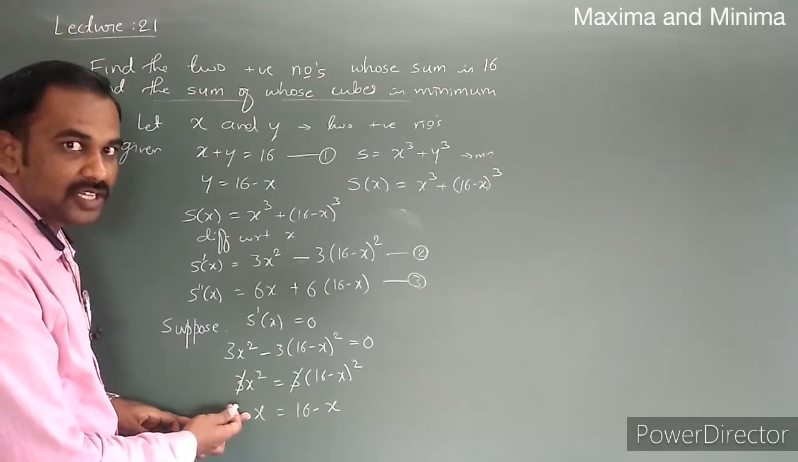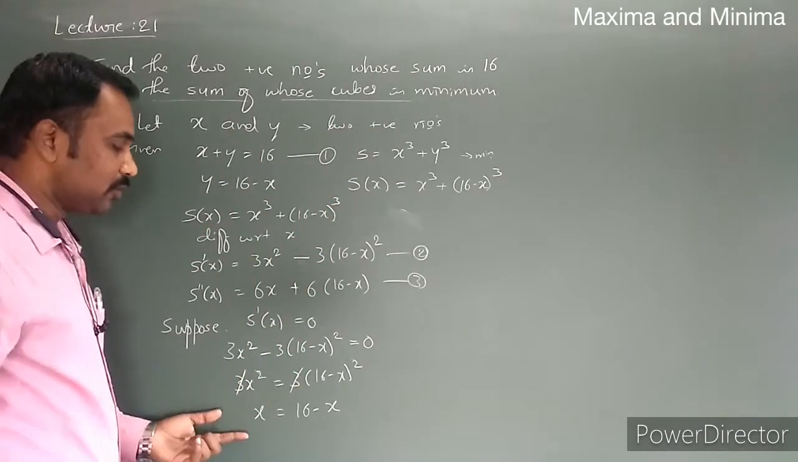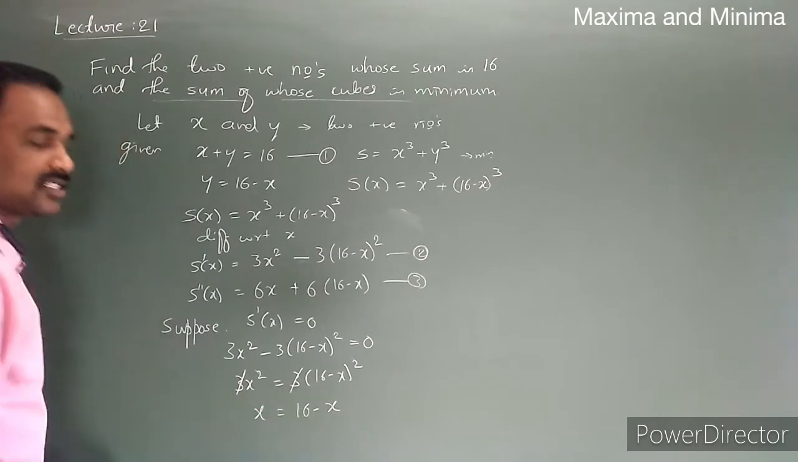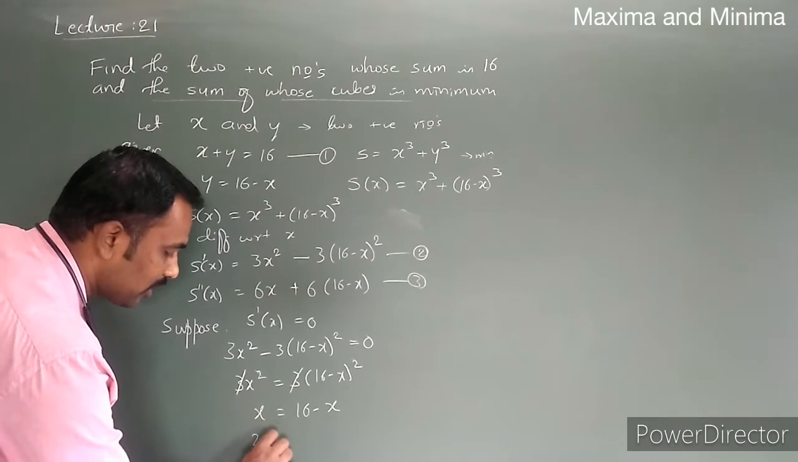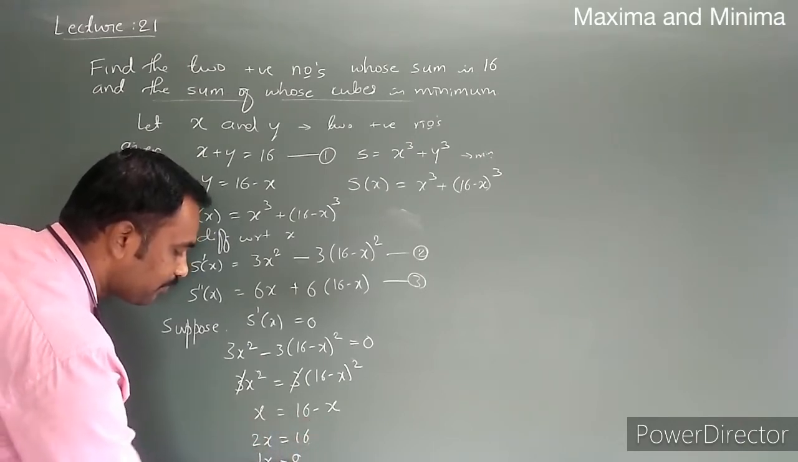Actually we need to write plus or minus for the square root, but here only positive numbers are there, and the square root of a positive number is again a positive number. So shifting minus x to the left-hand side, x plus x, 2x is equal to 16, x is equal to 8.